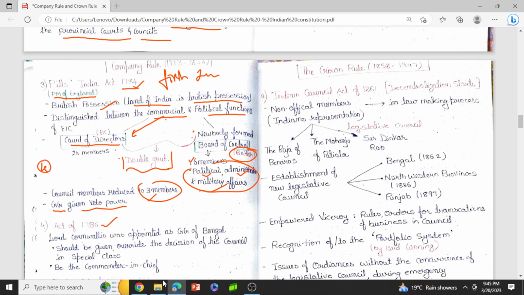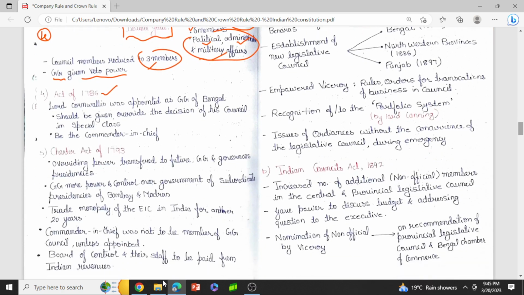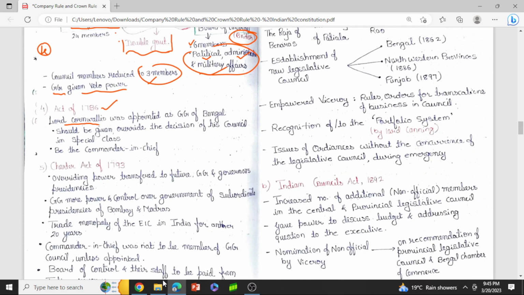Now moving to the Act of 1786. Here Lord Cornwallis was appointed as Governor General of Bengal, and he kept two conditions to accept that position: that he should be given an overriding effect on the decision of the council in special cases. Means the three members of the council who are making the decision, if he is not okay with it, he can override, his decision will be overriding, and he would be the commander in chief.